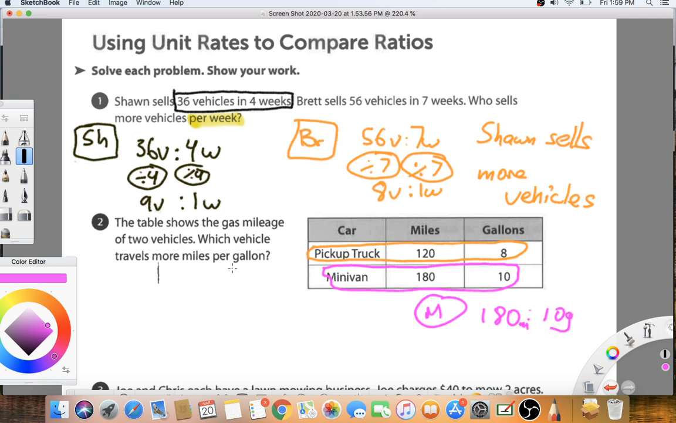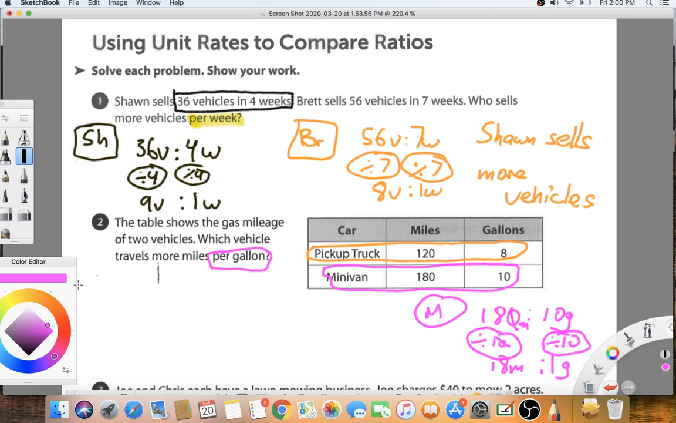And we want to find out the per gallon. So we need to find out how much 1 gallon is. How do we get from 10 to 1? We divide by 10. So that means we need to do that to both sides. 180 divided by 10. Whenever you divide by 10, if there's a 0 here, you cross out the 0 here, and your answer is just 18 miles. So this minivan does 18 miles per gallon.